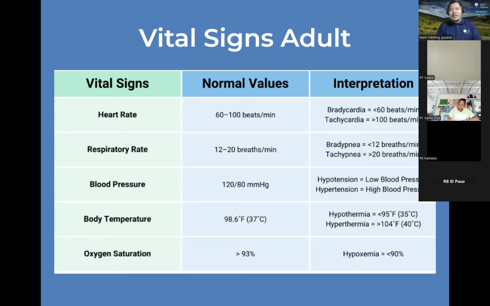For toddlers and preschoolers, their respiration rate should be between 20 to 30 as well. However, with toddlers, their heart rate should be between 80 to 130 beats per minute. At school-age, respiratory rate should be between 20 to 30, and their heart rate should be between 70 to 110. For adolescents, 13 years plus, normal respiratory rate should be between 12 and 20, and a normal heart rate range is 55 beats per minute to 105.